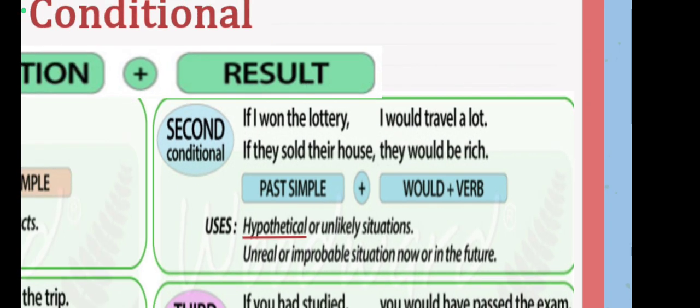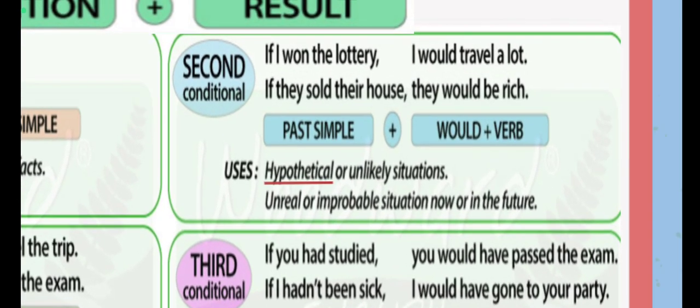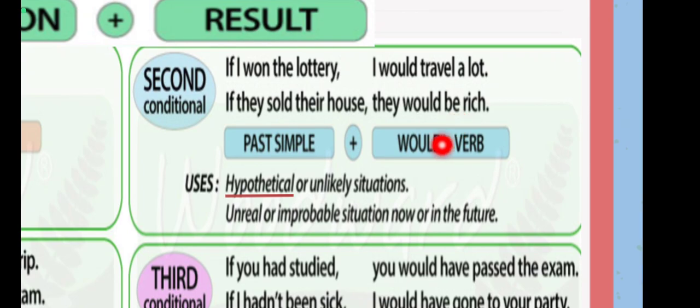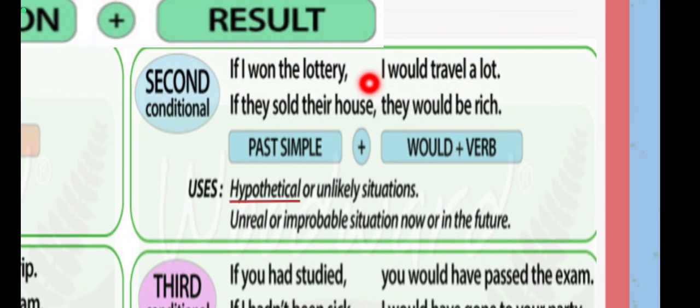Okay, so is this part clear? The second conditional. Teacher, you can only switch the zero conditional and first conditional, right? No, not the second and third. You can also switch these conditionals. Remember, if you want to switch them, you need to keep the verbal tenses. Okay, you cannot mix the verbal tenses.